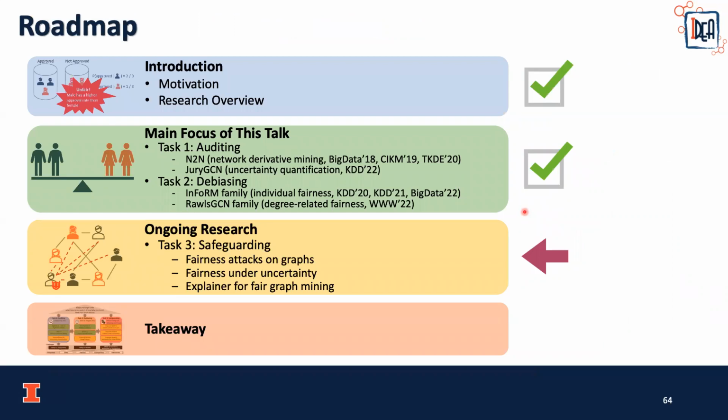So as a short summary, in this RawlsGCN work, we analyzed the mathematical root cause of this degree-related unfairness in GCN through its gradient with respect to the model parameters. And then we proposed two different methods that mitigate this degree-related unfairness without additional cost in both running time and memory consumption. And in the next part, I will quickly go through some of our current ongoing research and our thoughts on the open challenges to safeguard fair graph mining.